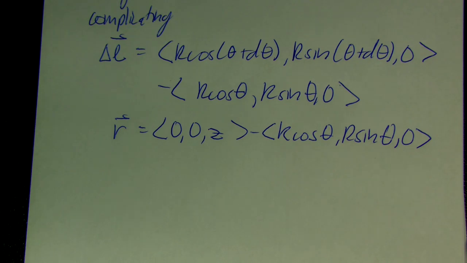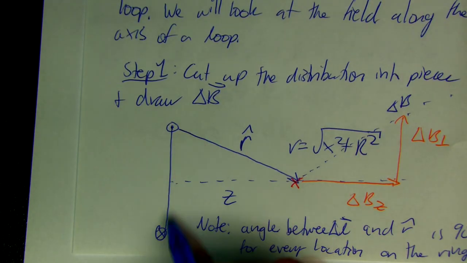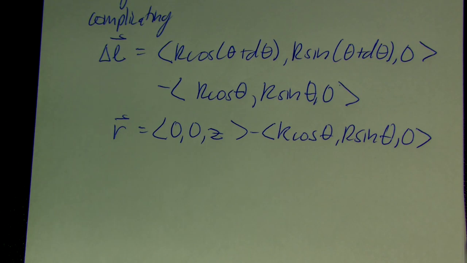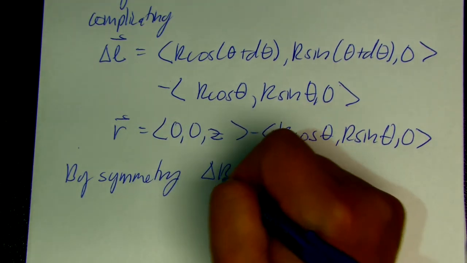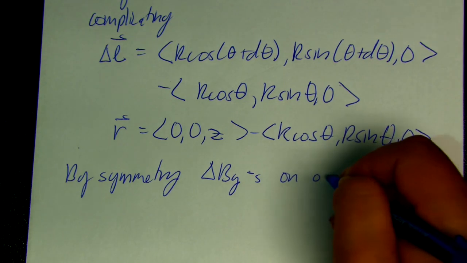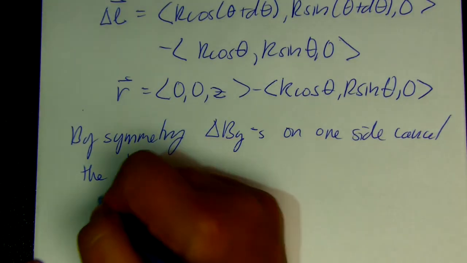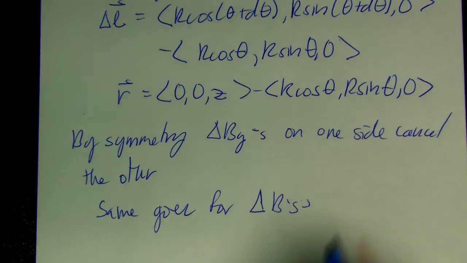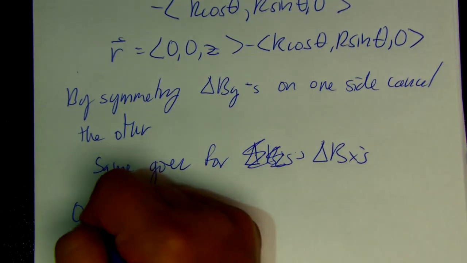But we can see that this is actually a very symmetric situation. And so the delta B y's on one side are going to cancel the delta B y's on the other. Likewise are the delta B x's. So all we're going to see is what is in z. So let's just go ahead and say by symmetry, delta B y's on one side cancel the other. And same goes for delta B x's. All right, only need to be concerned with z.